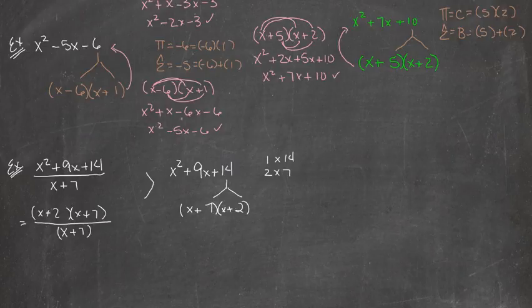I have them in the opposite order, but they're multiplied. Doesn't matter what direction you multiply. And so that's the factored problem. Cancel this, and the answer is x plus 2.